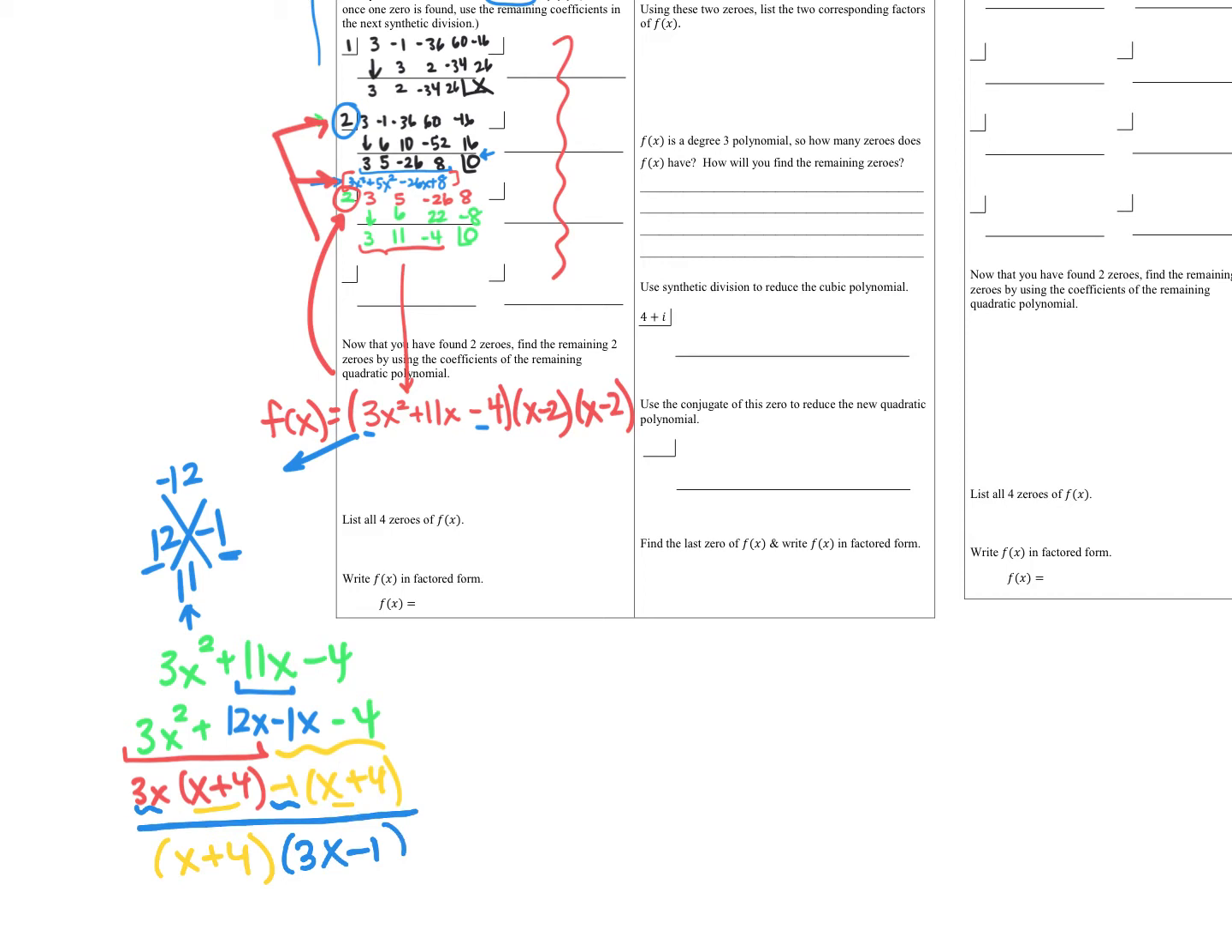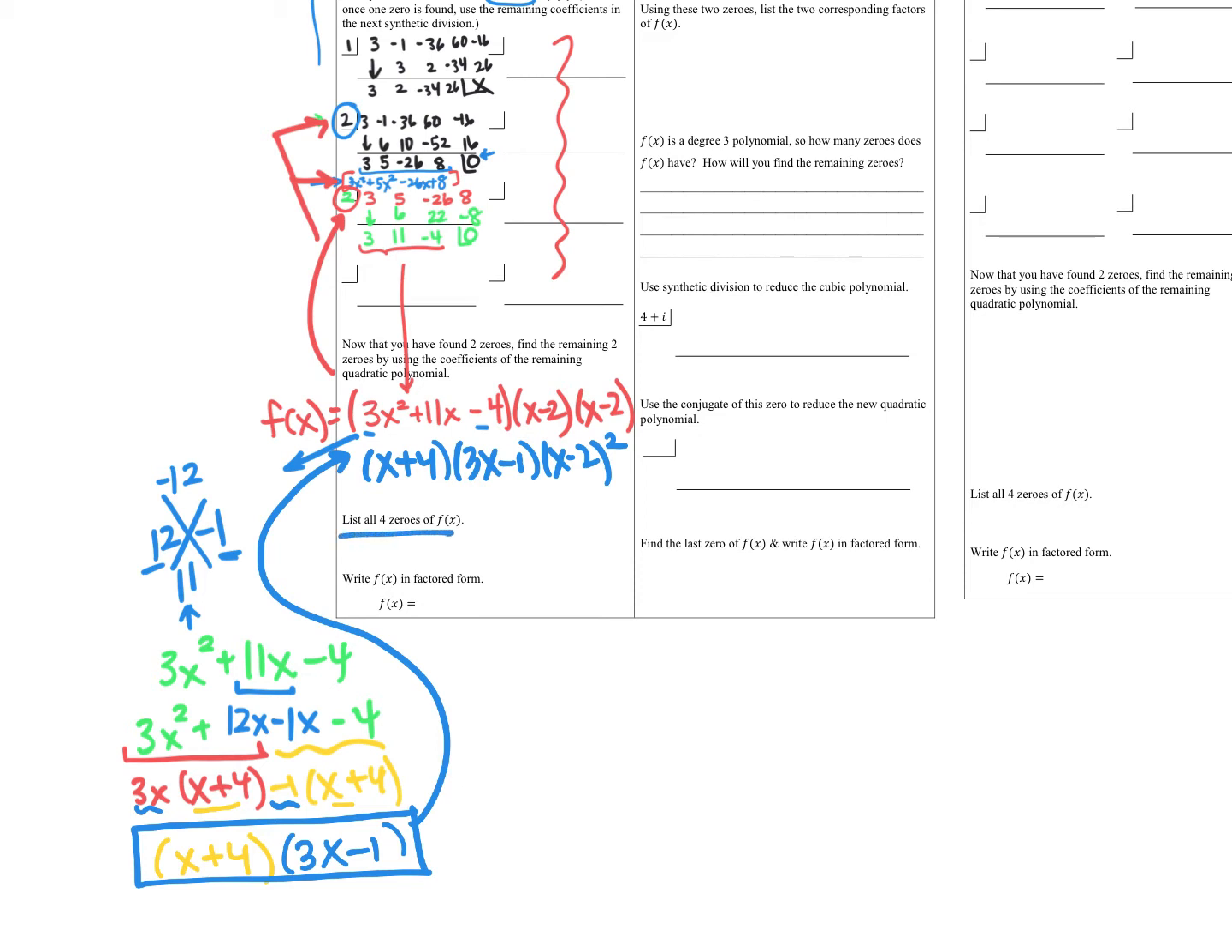And again, you could have done it by guess and check. You don't have to do it by this AC method and grouping. But factoring this, it will become x plus 4 times 3x minus 1. And I'm going to keep those x minus 2 factors. You can write it as squared. So we have factored that polynomial all the way.